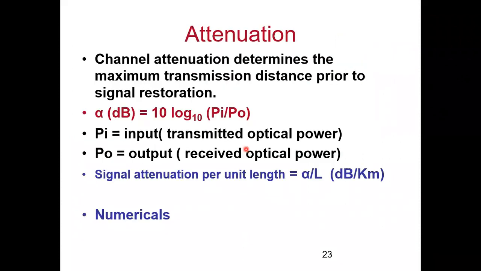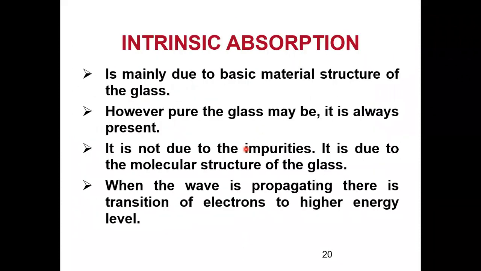I just finished with intrinsic absorption and then I can leave you. So intrinsic absorption is mainly due to the basic material structure of the glass. However pure the glass may be, some impurities are present. Now, what we are telling is, intrinsic absorption is not due to impurity. Extrinsic absorption was due to the external impurities that are present. But intrinsic absorption is due to the molecular structure of glass.